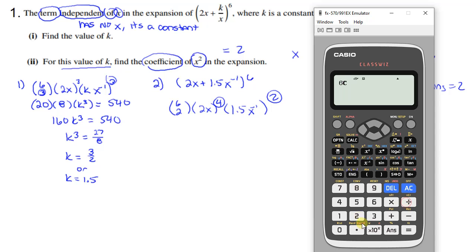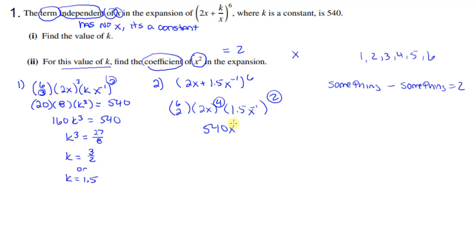Now all I have to do is find out what 6 choose 2 times 2 to the 4th times 1.5 squared is. And when I do all that, I find out that it's going to be 540. Technically, it'll be 540x squared, but keep in mind, all I want is the coefficient, so that's the answer, 540. And that's all I've got for that one. All right, thanks for watching.